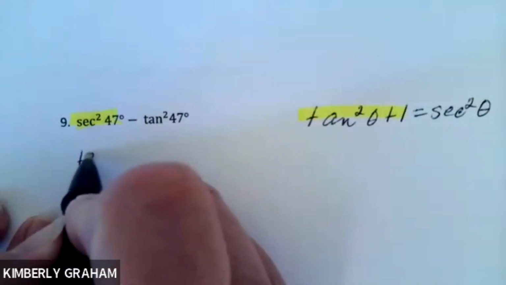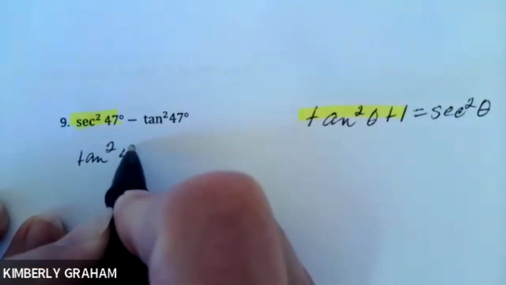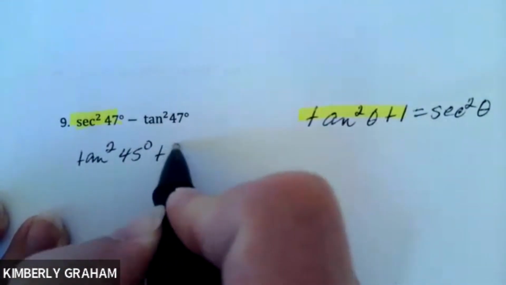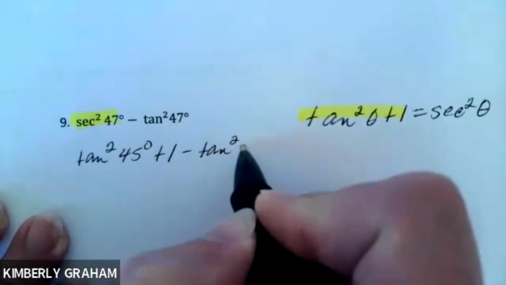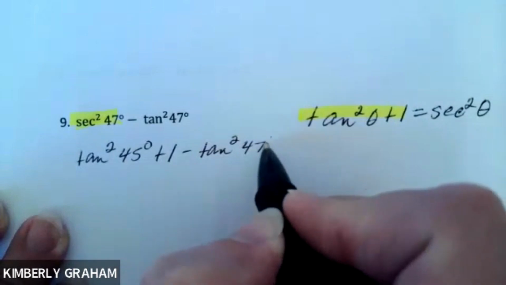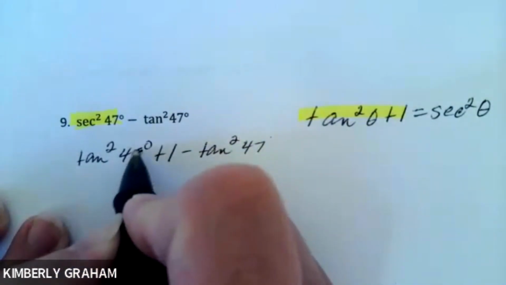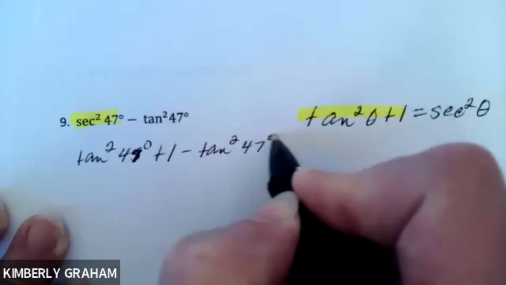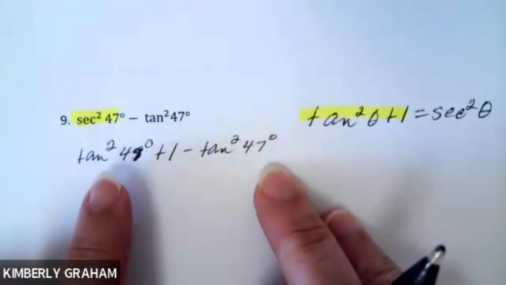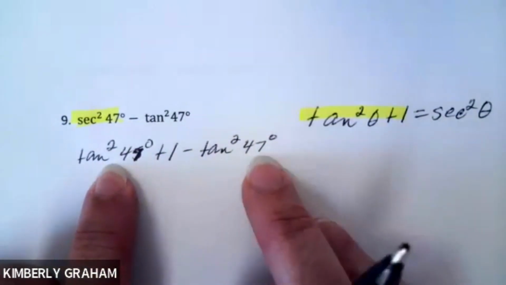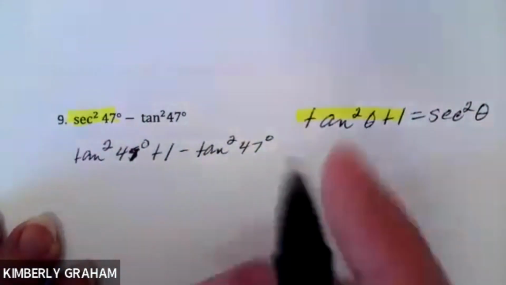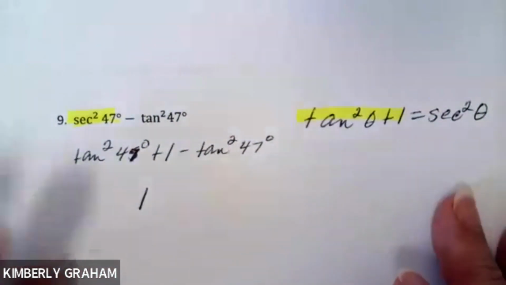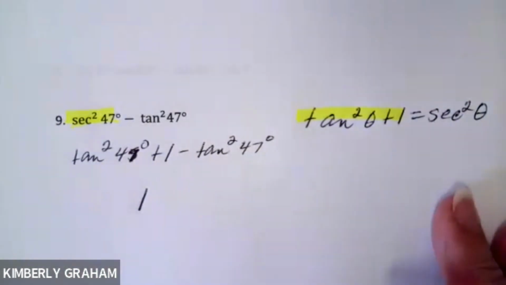So I'm going to have tangent squared of 45 degrees plus 1 minus tangent squared of 47. Oops, those are supposed to both be 47 degrees. So tan squared 47, tan squared 47 are going to cancel out, and you're just left with 1. Now that's one way to do the problem.